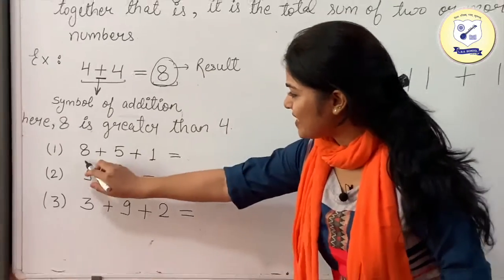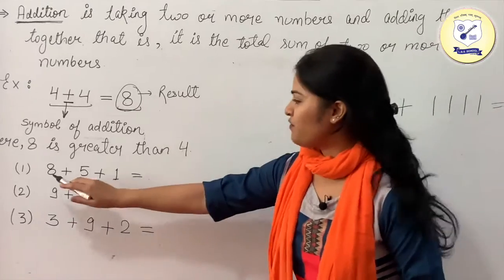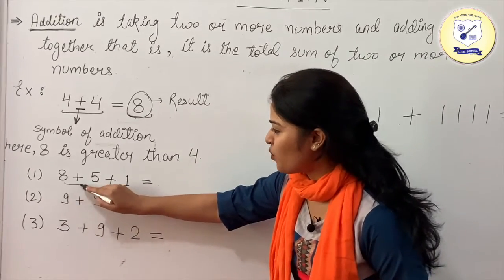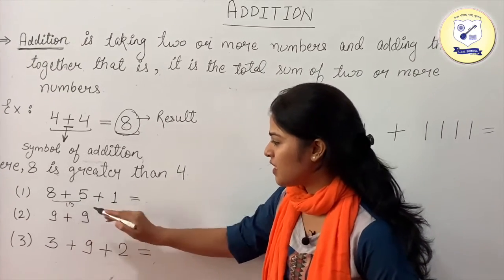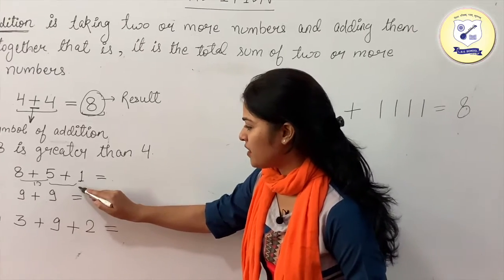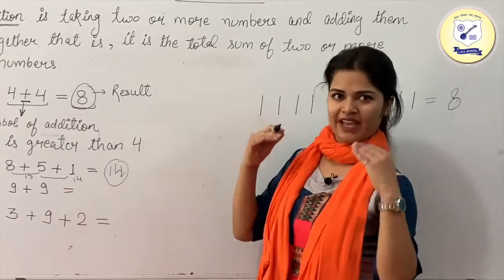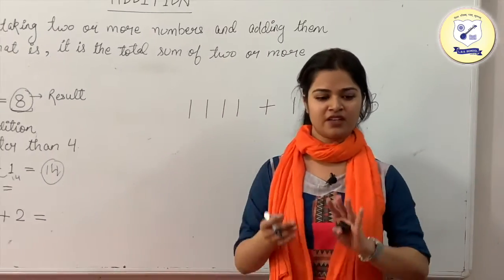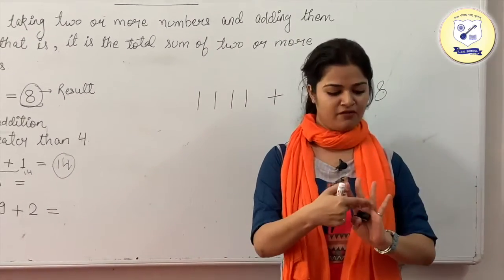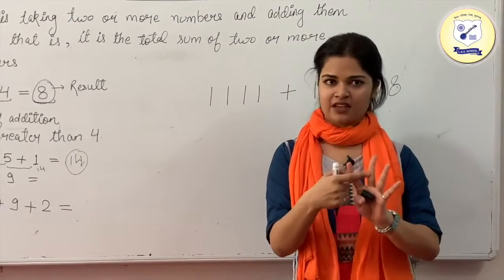So our first question is 8 plus 5 plus 1. If we are adding 8 plus 5, your result would be 13, and 13 plus 1 is 14. So your answer will be 14. I have done it in my head. You can also do it using your fingers, like 1, 2, 3, 4, 5, 6, 7, 8. We are done with it.